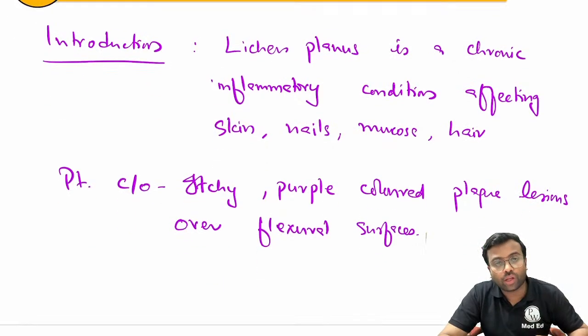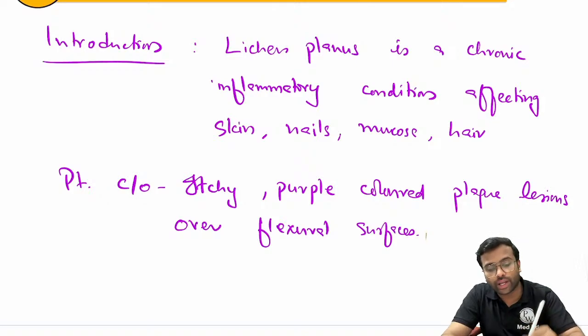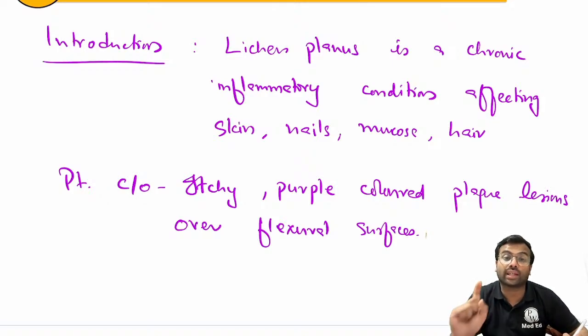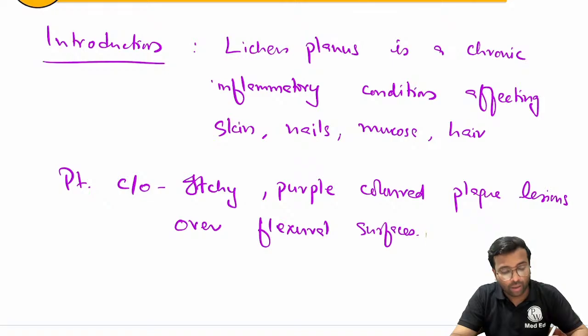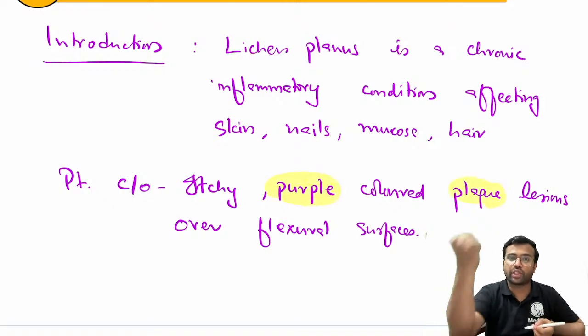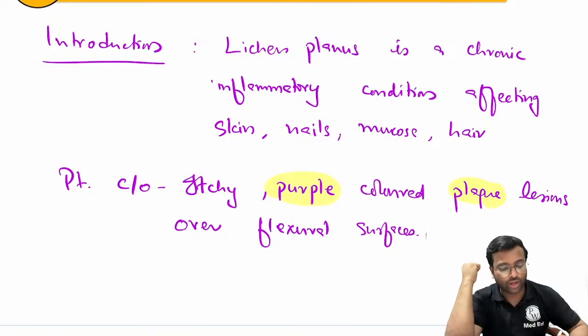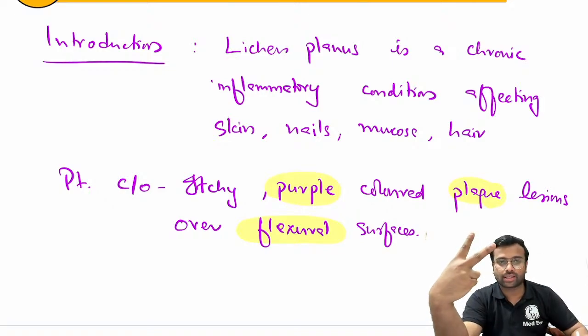So please, when you learn this subject, try to compare and learn. Because in psoriasis the patient presents with red colored plaques, here it is a purple colored plaque lesion. In psoriasis the patient usually presents with lesions over the extensor surface, and here it is the flexural surface. Okay, that's two differences, correct?